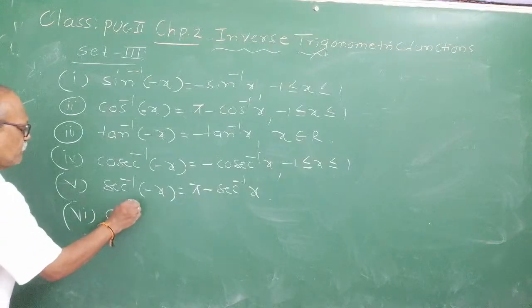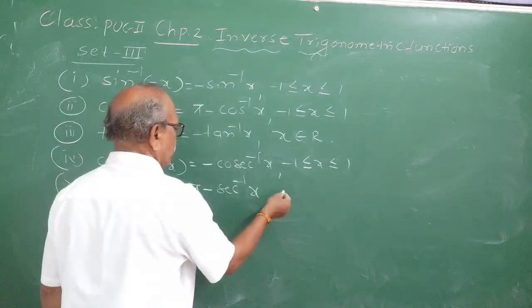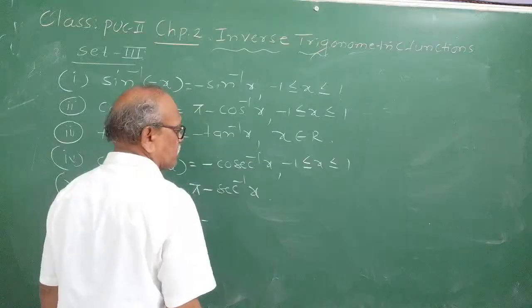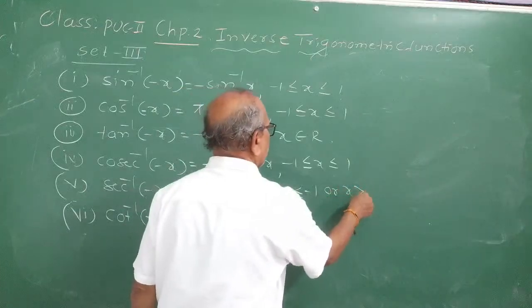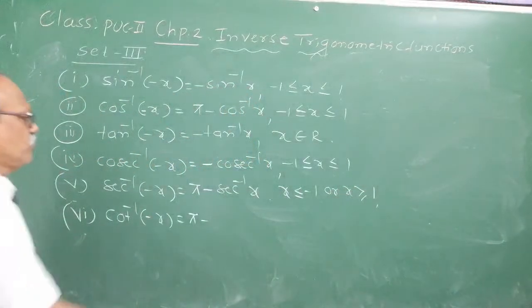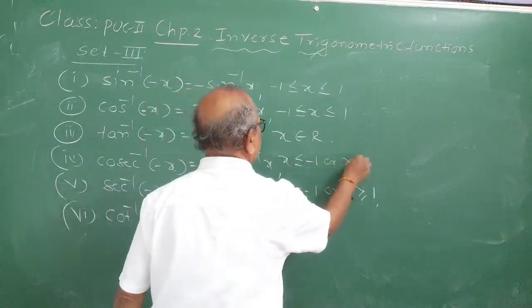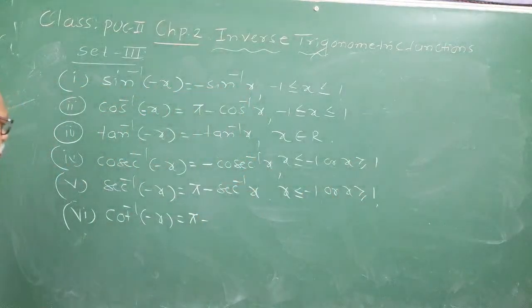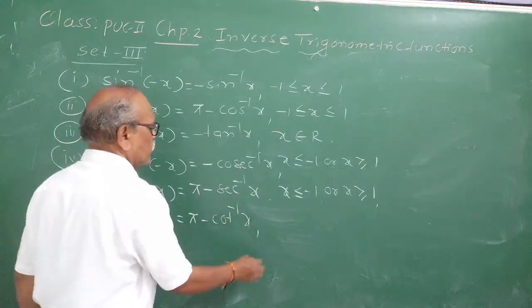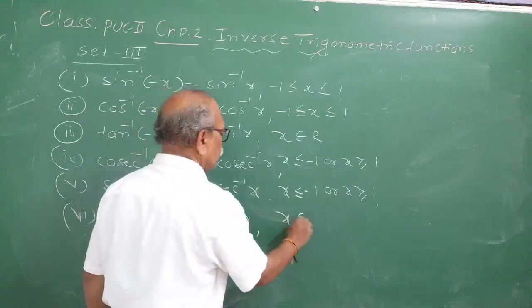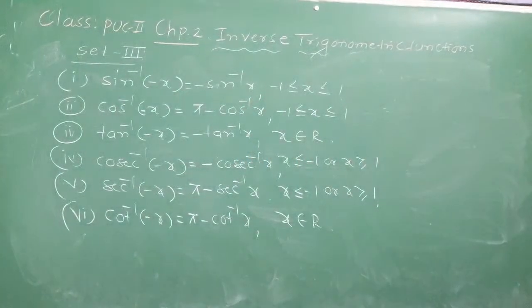Then cot inverse of minus x is equal to, check, where x lies between what? For sec inverse, x is less than or equal to minus 1 or x is greater than or equal to 1. Even for cosec also, sorry, x is less than or equal to minus 1 or x is greater than or equal to 1, because that is the restriction. Cot inverse minus x is equal to pi minus cot inverse x, provided x belongs to the real numbers. Okay, let us try to prove them one by one.